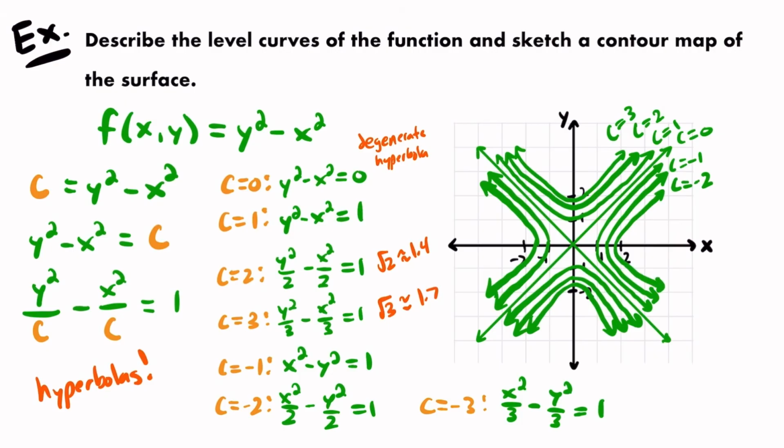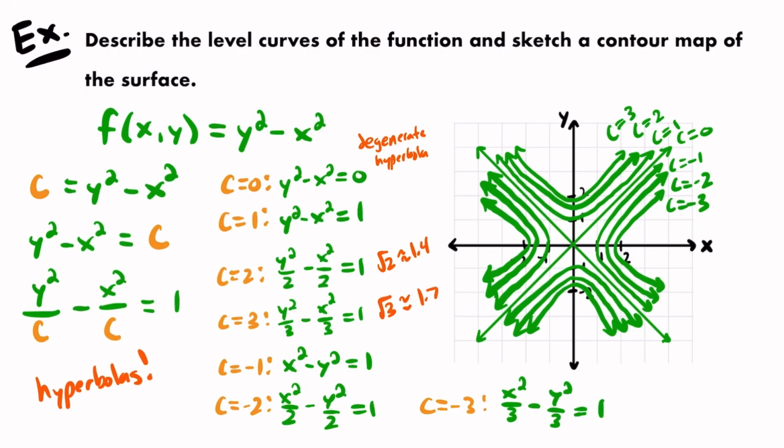So that's one of the curves, and then here's the other one in the negative direction. That will be c equals -3. All right, and so now we're done. That is the contour map that features all of the level curves that we found here. This gives us a way to sort of visualize the shape of the surface represented by this function.